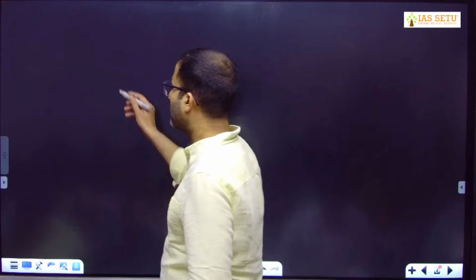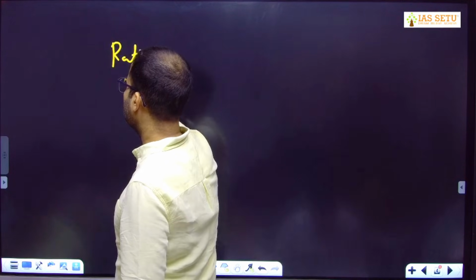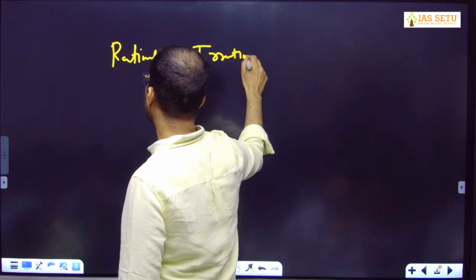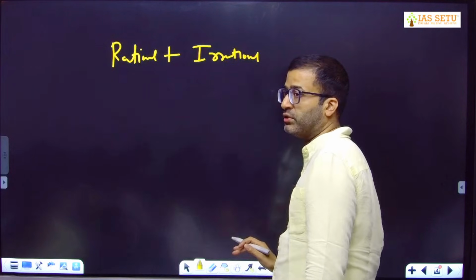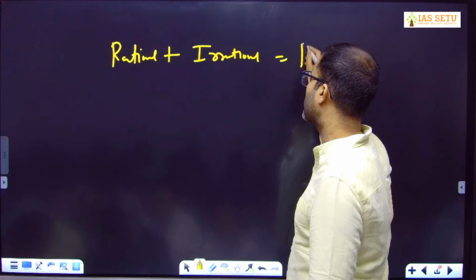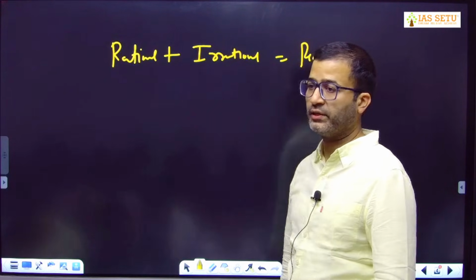Now rational plus irrational number is real number. To rational numbers, if you add irrational numbers like √2, √3, √5, pi, strange numbers, this becomes a complete set of real numbers.